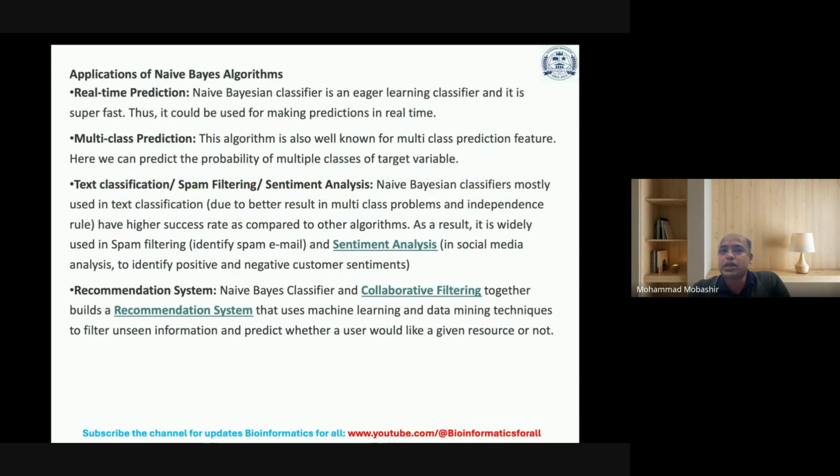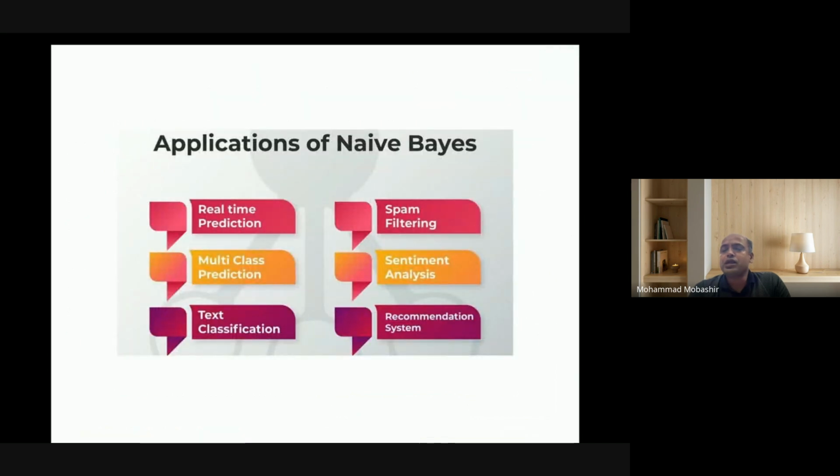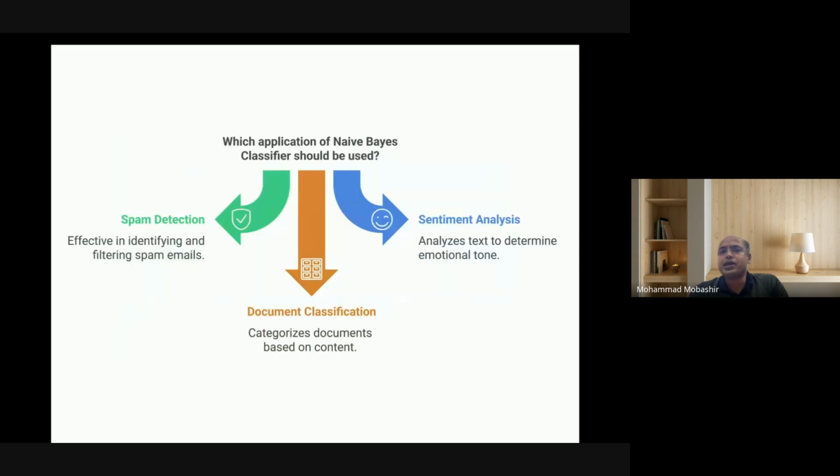Now the applications of Naïve Bayes algorithms are real-time prediction, multi-class prediction, text classification, spam filtering, sentiment analysis, recommendation system. The same thing could be seen here. There are 6 major applications which you can see here: real-time prediction, spam filtering, multi-class prediction, sentiment analysis, text classification, and recommendation system.